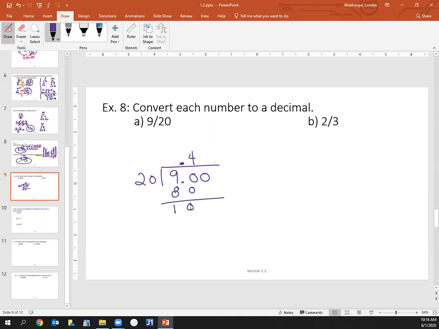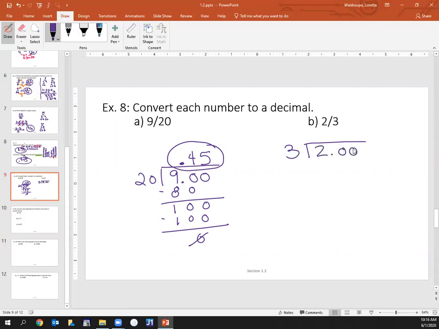Subtracting, you get 10. Bring down your next number. 20 goes into 100 5 times. 5 times 20 is 100. You subtract, and you have no remainder. So our answer is 0.45. If you have a calculator, you could also have punched that into your calculator and make sure you say 9 divided by 20.